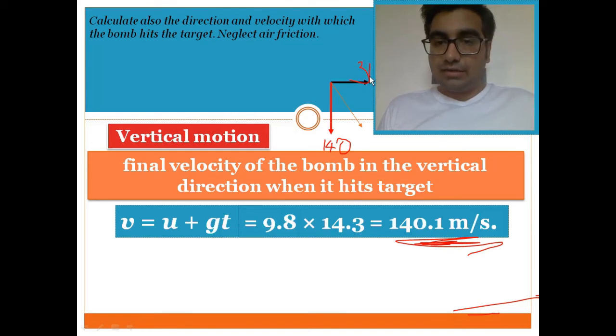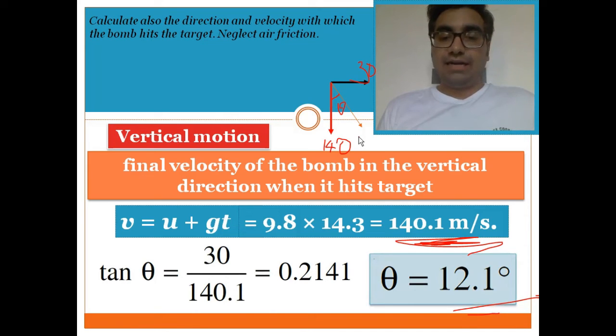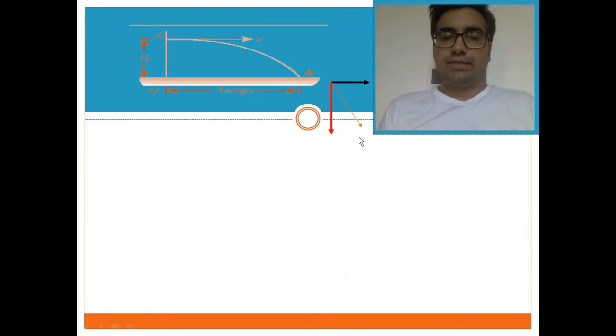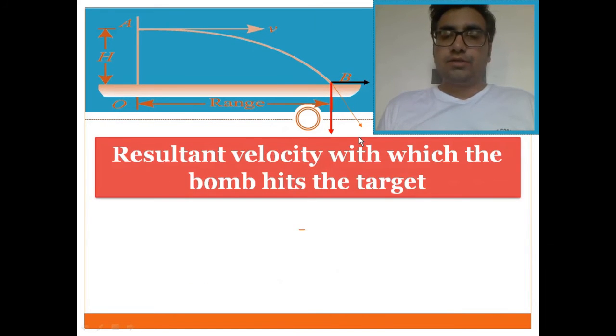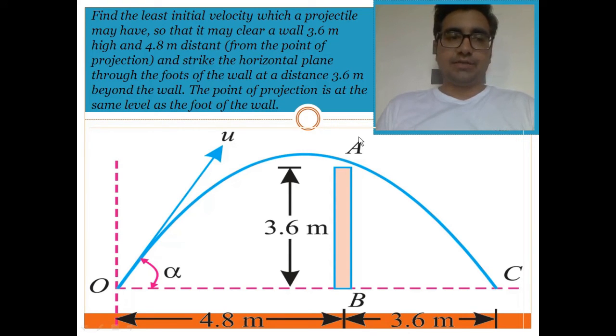Using the formula of the resultant, we get the angle theta. Taking tan inverse of the vertical velocity component by the horizontal one, we get theta equal to 12.1 degree. Similarly, taking the square root of the sum of squares, we find the final velocity, which is 143.3 meter per second. So the final velocity is 143.3 meter per second and the angle by which it hits the target is 12.1 degree. Now let's read the next question.